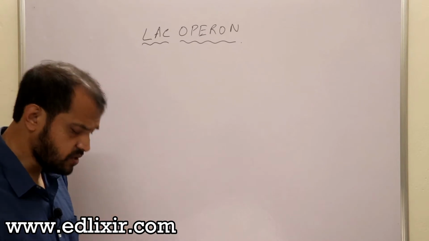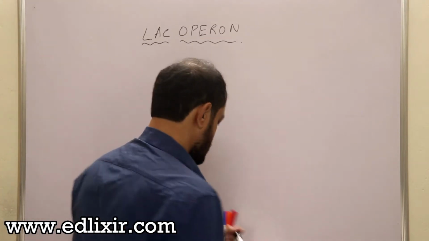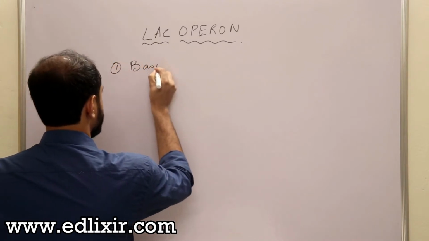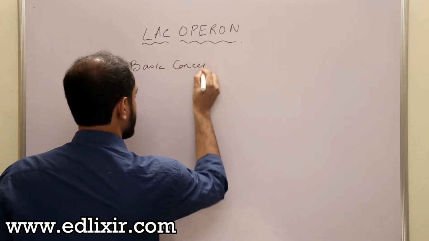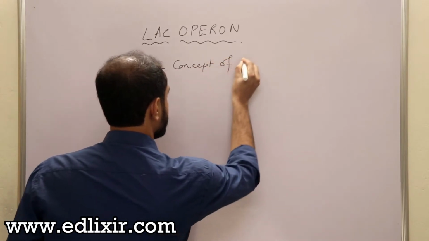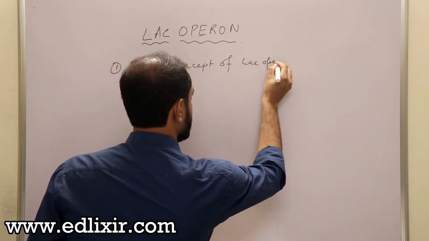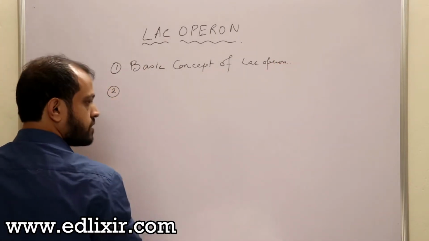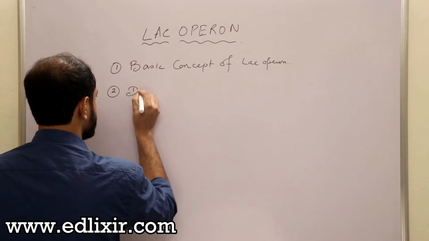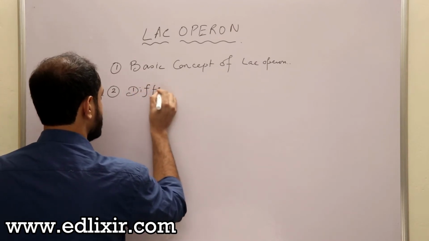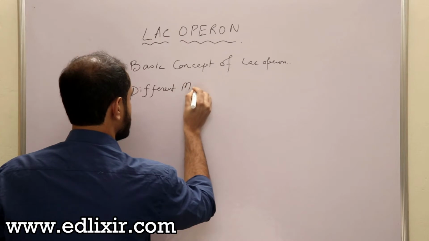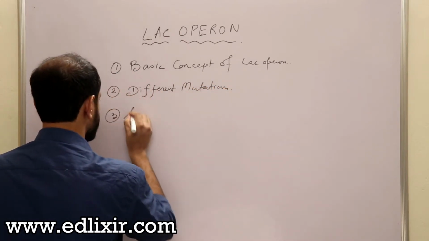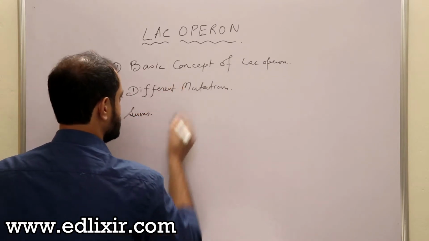We will be discussing first the basic concept of Lac Operon, that means how it works. Then we will talk about different mutations. Then we will discuss some sums associated with these mutations.